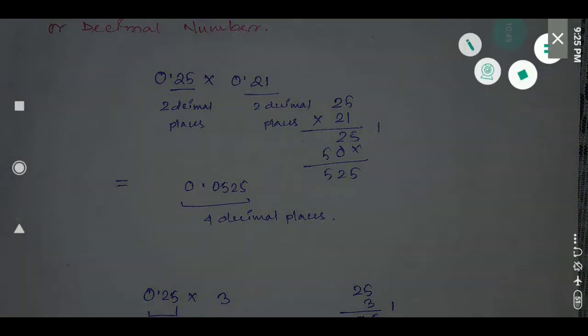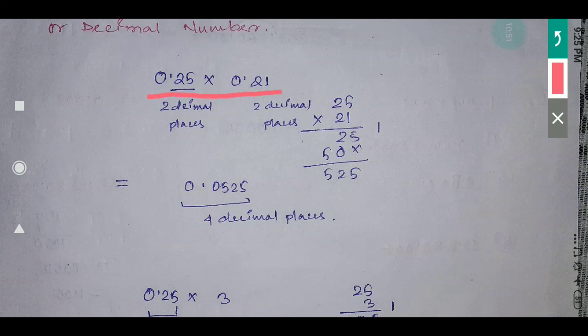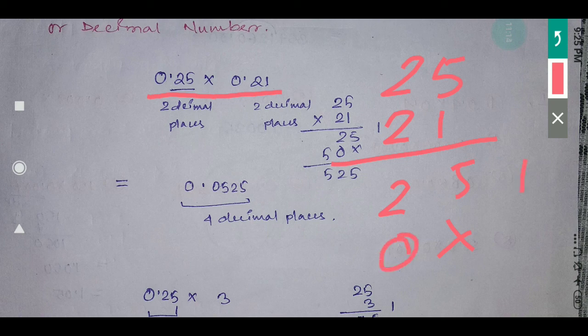Suppose the example given is 20.25 multiplied by 0.21. First of all, you do the multiplication of 25 and 21. Forget the decimal point wherever it is given; just remove the decimal and multiply those numbers. 1 fives are 5, 1 two is 2, 5 twos are 10, 0 and 1 carry, 2 twos are 4 plus 1 is 5. That means you have got 525.